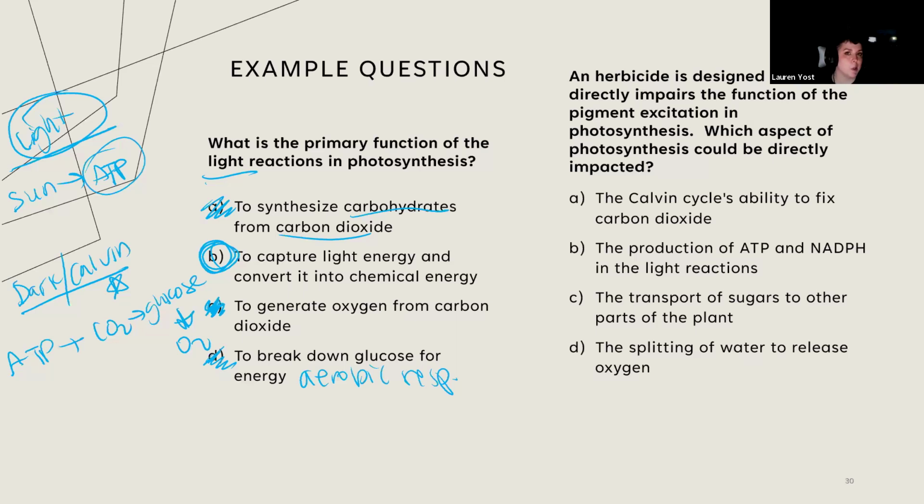The whole point is to make glucose so we can put it into our mitochondria, but we have to make the glucose first, and you can't make the glucose without carbon dioxide and the energy that you get from the light reactions, which is ATP.